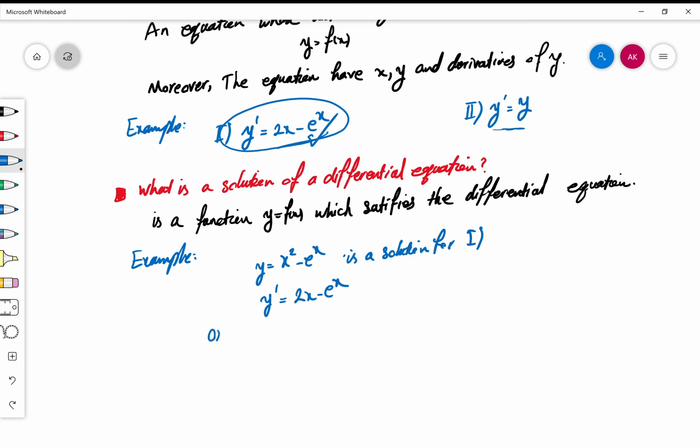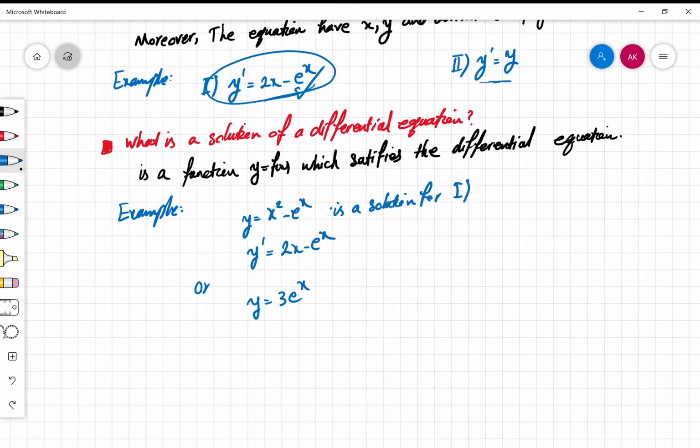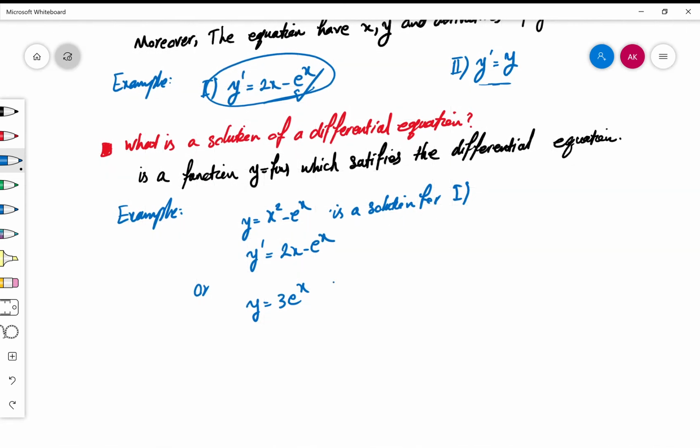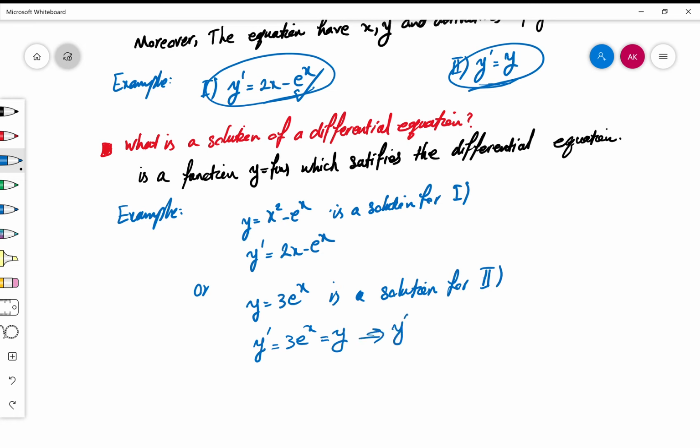Or y equals 3e to the power x is a solution for the second differential equation. This one means that if you differentiate it, you get exactly the same function back. So it means that it satisfies this differential equation. So it is a solution for that differential equation.